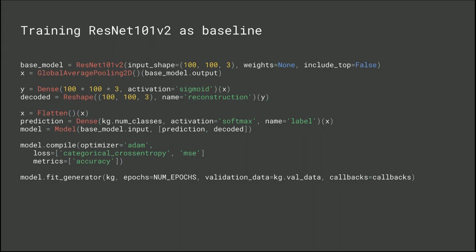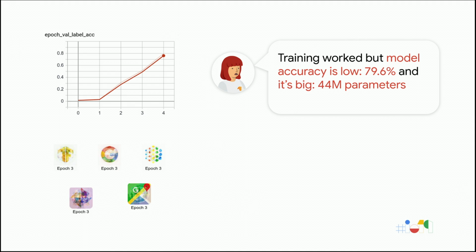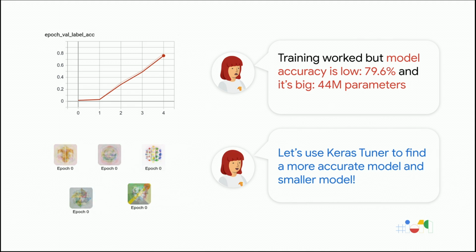To establish a baseline, let's first train a ResNet 101 v2, which is one of the most common and well-known model architecture. As you can see on the TensorBoard graph, our model did converge, but the accuracy on real icon is not great. We barely reached 79% accuracy, and it's also quite big with 44 million parameters. Well, that's OK. We can use Keras Tuner to find a better model, which is smaller and more accurate.